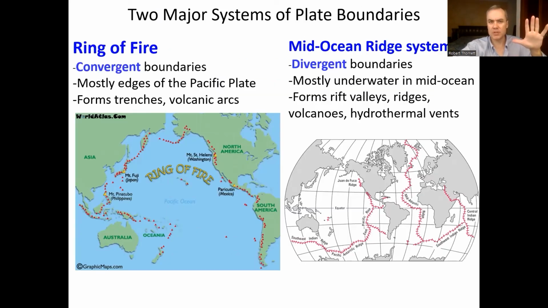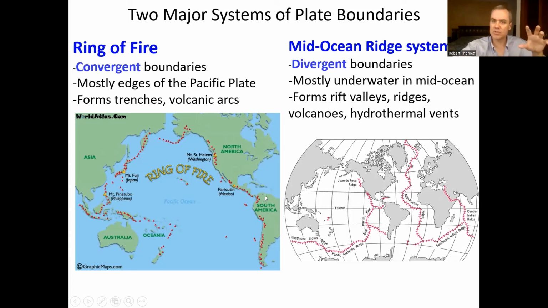So to zoom out to the big picture, there's two major systems of plate boundaries. And again, not all plate boundaries are part of these two systems, but it encompasses a lot. So on the left, you have the Ring of Fire, which is the converging boundaries around the edge of the Pacific Plate and its neighbors. Because they're converging, you're going to get lots of trenches, lots of subduction zones, lots of volcanic arcs, lots of volcanic mountains along the coast, like the Andes.